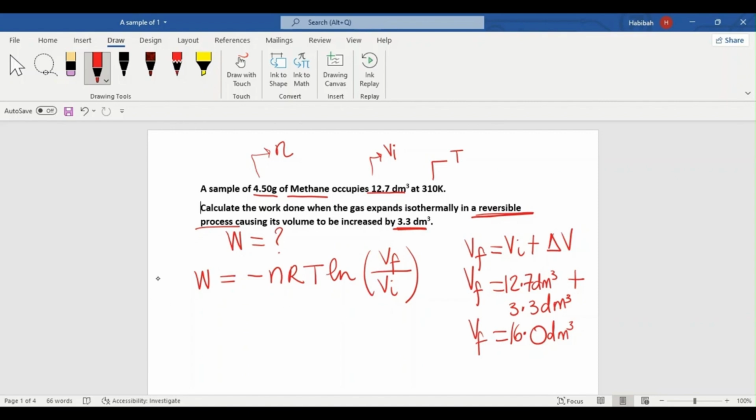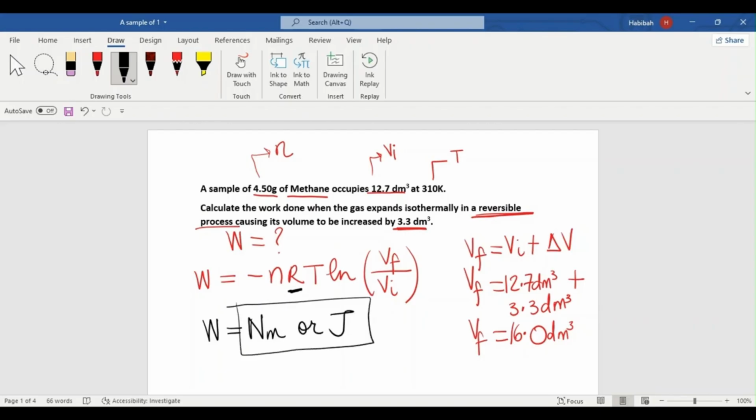So we know what the V final is. Now we have to determine the number of moles because we actually know what the gas constant is. Anytime you're dealing with a work problem, remember that the unit for work is either Newton meter or joules. So you have to pick the gas constant that matches the units that we are trying to solve for in the question. We have to use the gas constant that has the unit of joules or Newton meter, and we have our R to be 8.3145 joules per mole Kelvin.